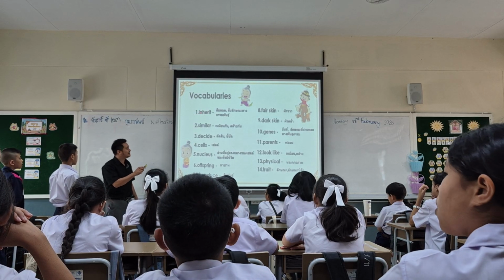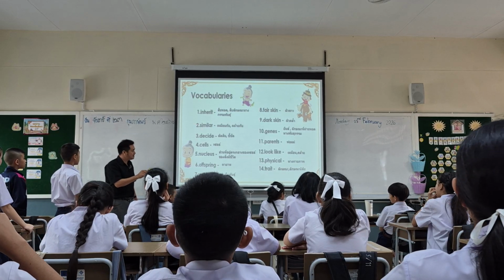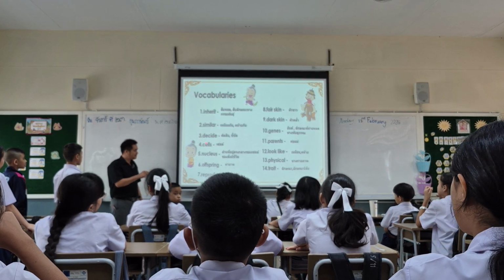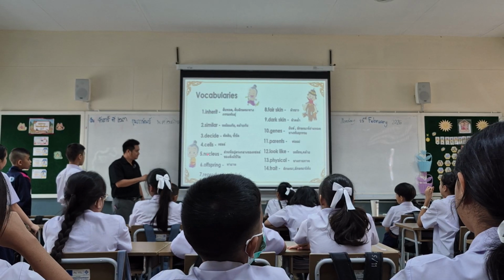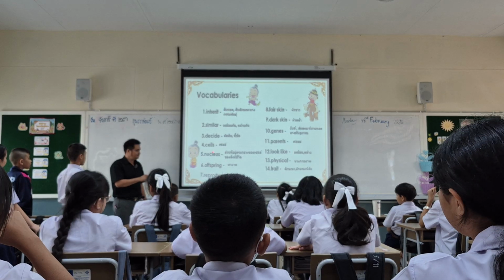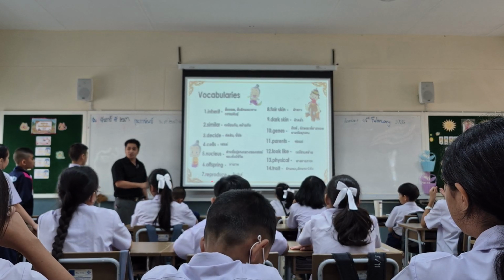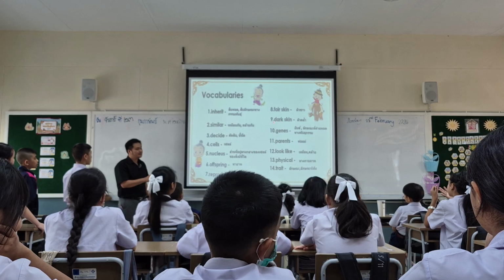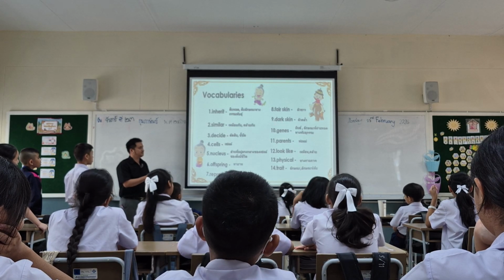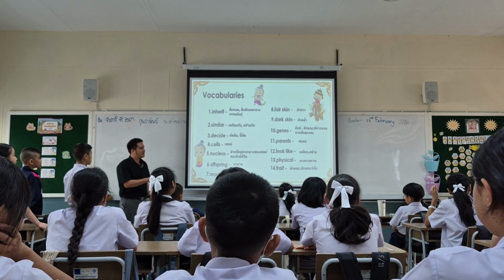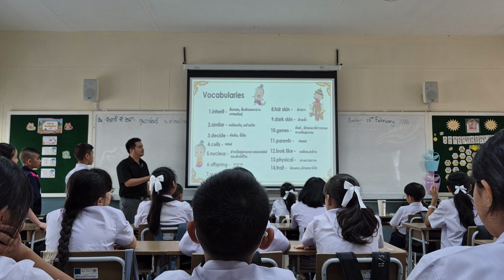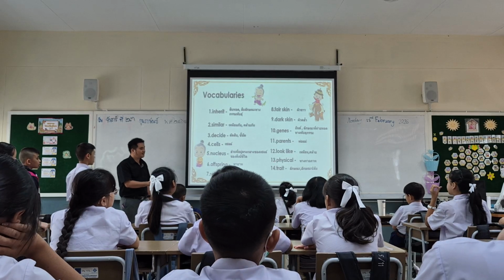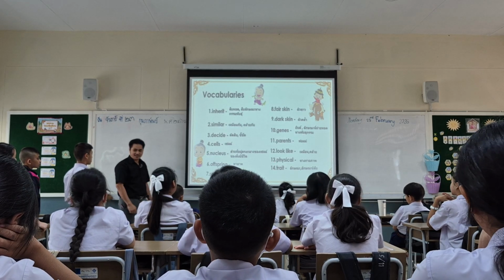Inherit. Similar. Decide. Cells. Nucleus. Offspring. Reproduce. Fair skin. Dark skin. Genes. Parents. Look like. Physical. Trait. Okay, thank you very much.